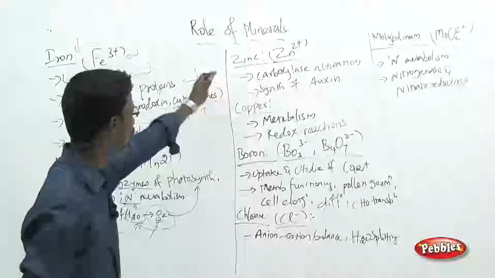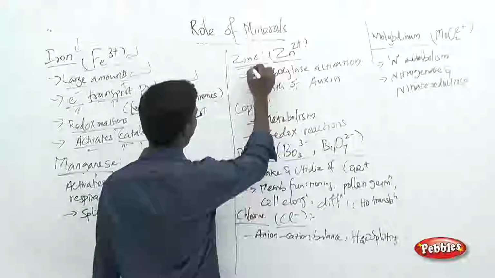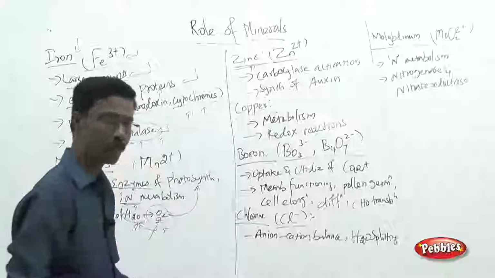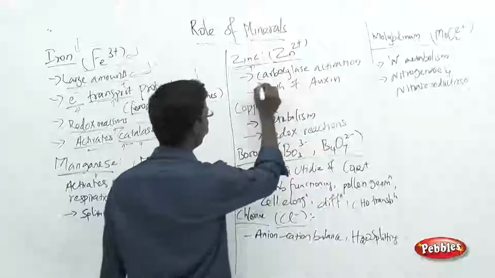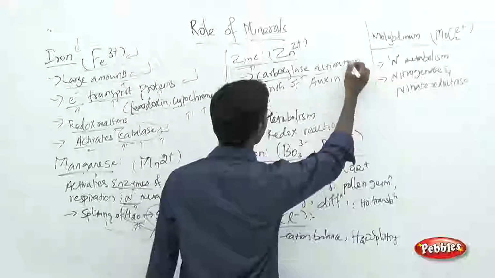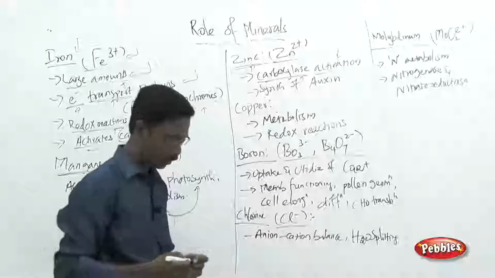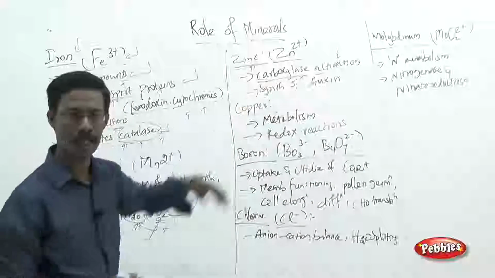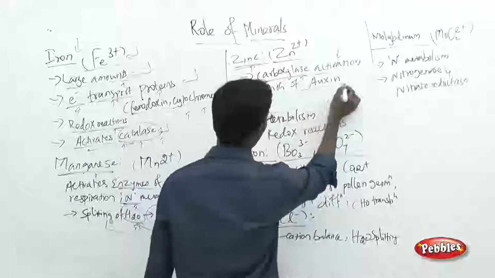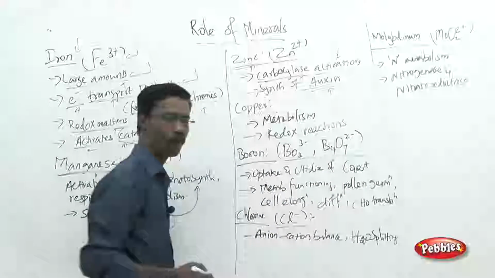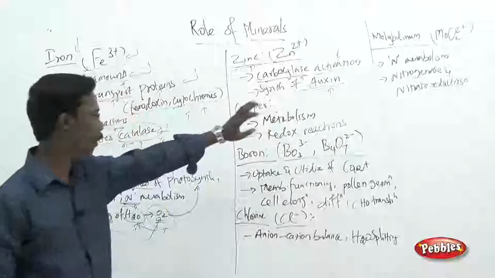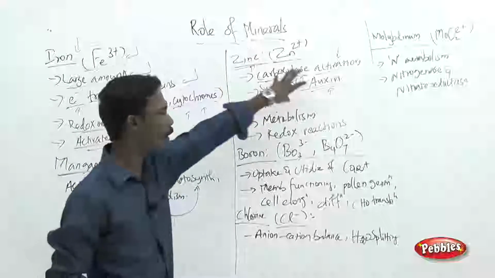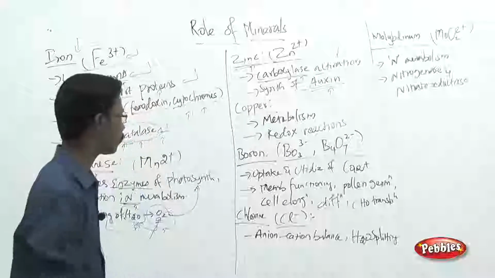Now we are going to see the next element, zinc, and again it will be absorbed as the Zn2+ ion. It is involved in the activation of the enzyme called carboxylase. Apart from the activation of enzymes, it is a major component in the synthesis of the plant hormone auxins. We are going to see the details of auxins later. The point you have to remember is that zinc is involved in the synthesis of auxins.